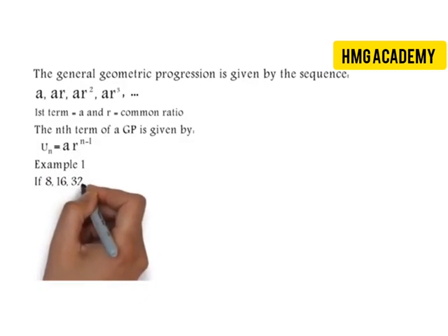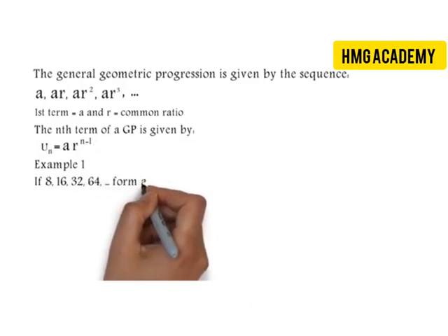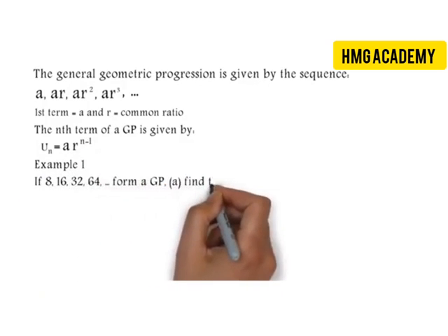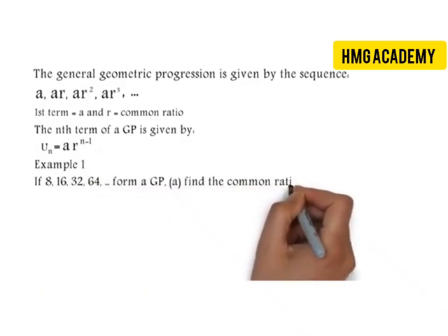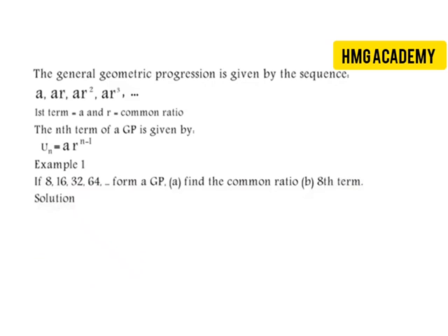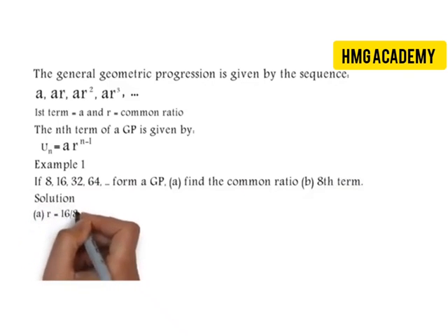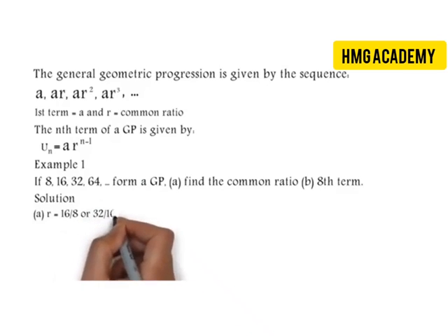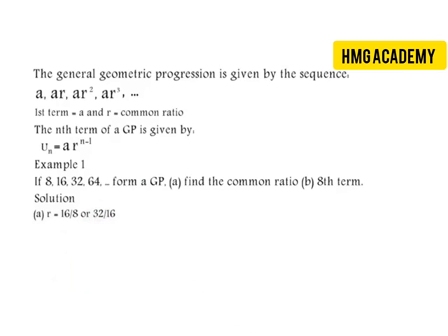If 8, 16, 32, 64 forms a GP, we're asked to find the common ratio and the 8th term. So the common ratio, we are going to be dividing each of those terms by the term that precedes it, and when we do that, we will get 2. So 16 divided by 8, or 32 divided by 16, or 64 divided by 32, we will still get 2.